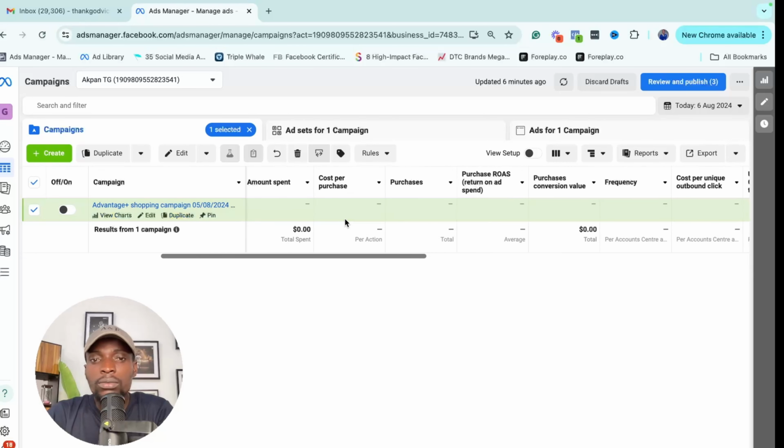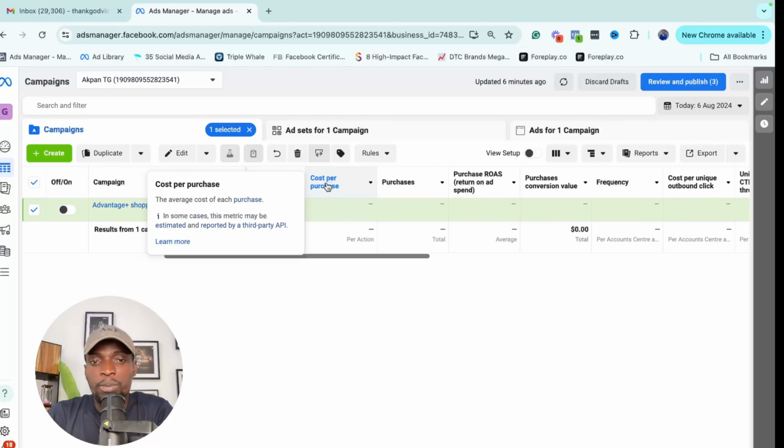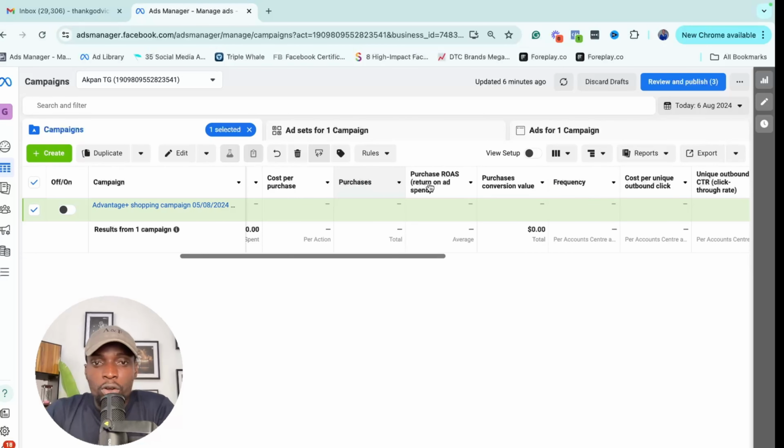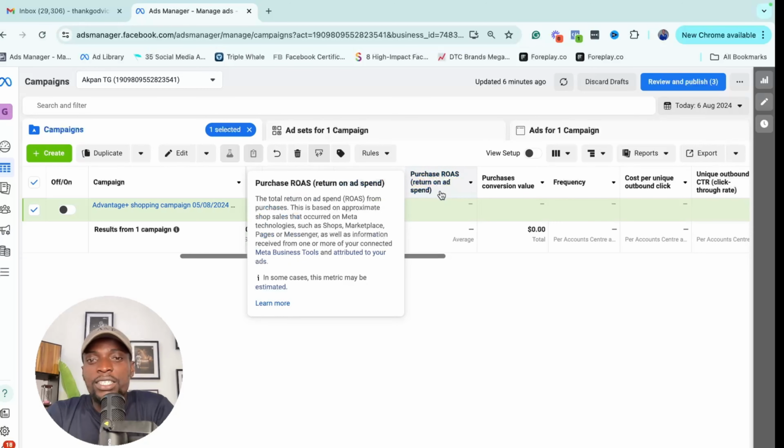So CPA, how much you're spending to acquire a customer, how many purchases are you getting? So this is very important. It shows you the number of purchase events that are actually attributed to your ads. So this is very important to have in your ads manager. And the next is the ROAS.